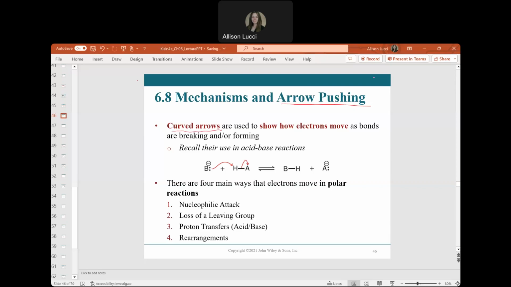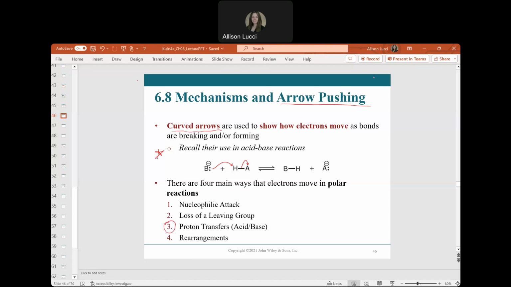So we looked at this briefly when we talked about acid-base reactions, and we saw that there was this specific type of reaction called a proton transfer. So down here we have a list of 4 different types of electron movements or arrow pushing patterns. We should hopefully remember that proton transfers with acid-base reactions involve 2 arrows. So that's what we see here.